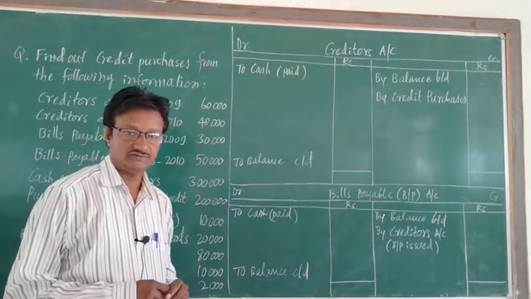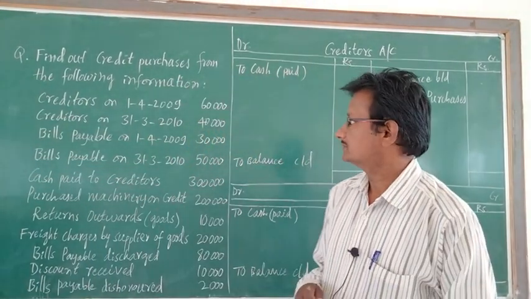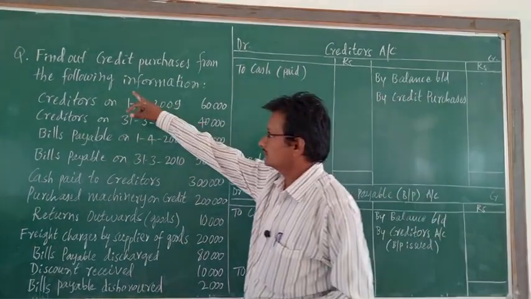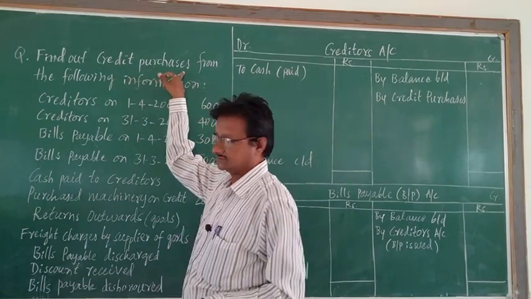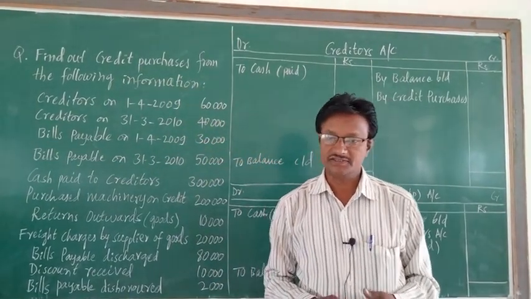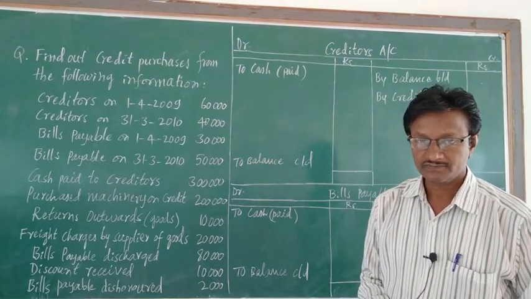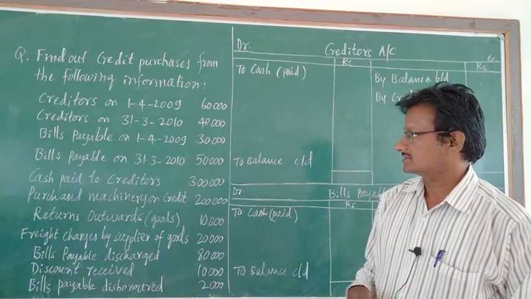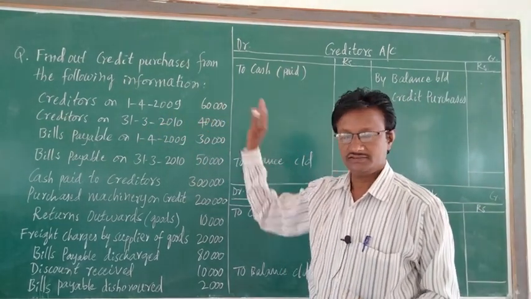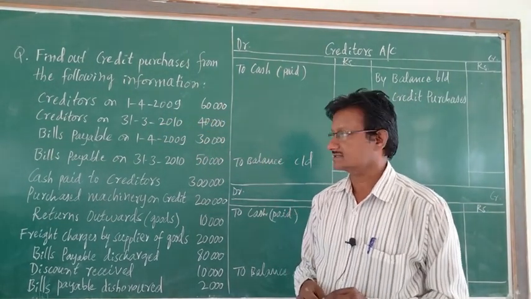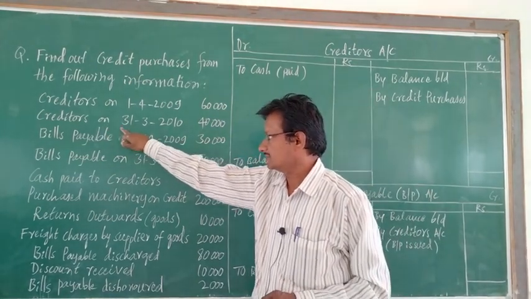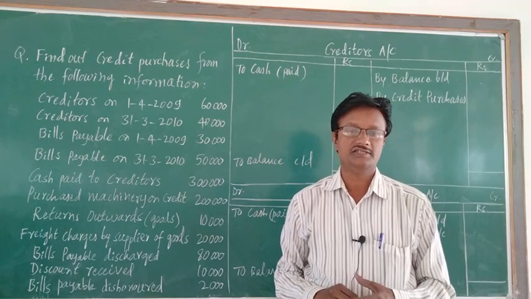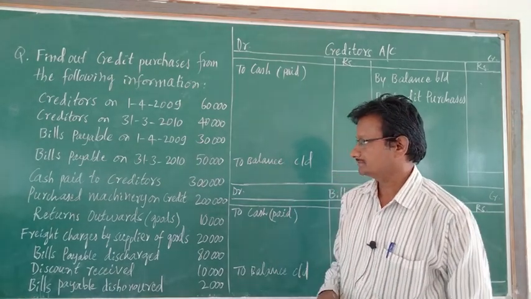Here is one question, and from this information we have to find out credit purchases. We have to find credit purchases from the given information. The data given are creditors on 1/4/2009 60,000, that is opening balance of creditors, and creditors on 31/3/2010 40,000, it is closing balance of creditors.